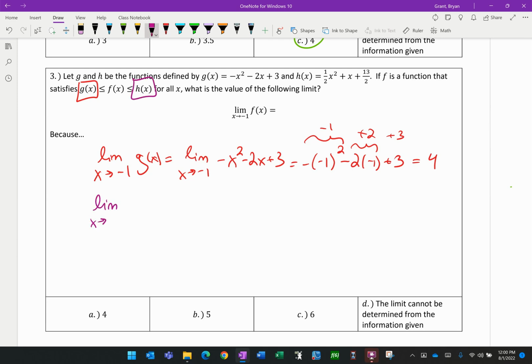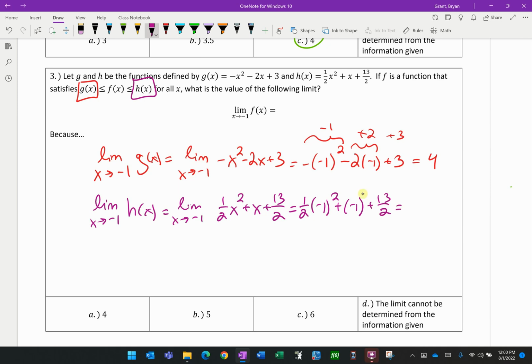The limit as x approaches -1 of h of x equals the limit as x approaches -1 of this function. More fractions. Who decided on these problems? Spoilers. It was I. Sorry. 1/2 times -1 squared plus -1 plus 13/2. Seeing some halves, let's combine those first. This is +1. This is +1/2. 1/2 plus 13/2 is 14/2. This becomes 7, and 7 minus 1, I'm getting 6 here.